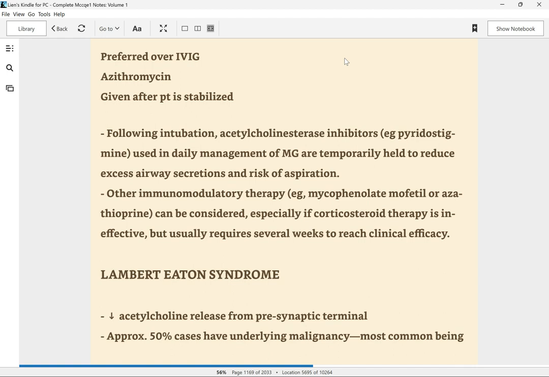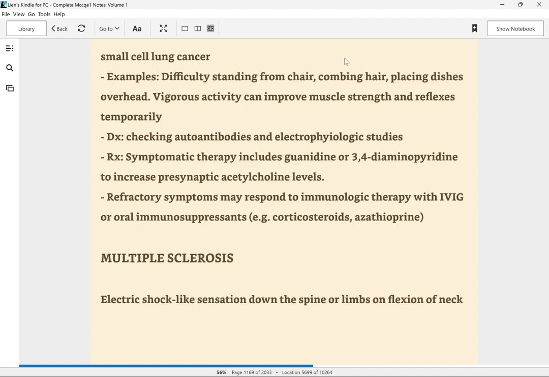Lambert-Eaton syndrome: decreased acetylcholine release from the presynaptic terminal. Approximately 50% of cases have an underlying malignancy, the most common being small cell lung cancer. Examples: difficulty standing from a chair, combing hair, placing dishes overhead. Vigorous activity can improve muscle strength and reflexes temporarily. Diagnosis: checking autoantibodies and electrophysiologic studies.